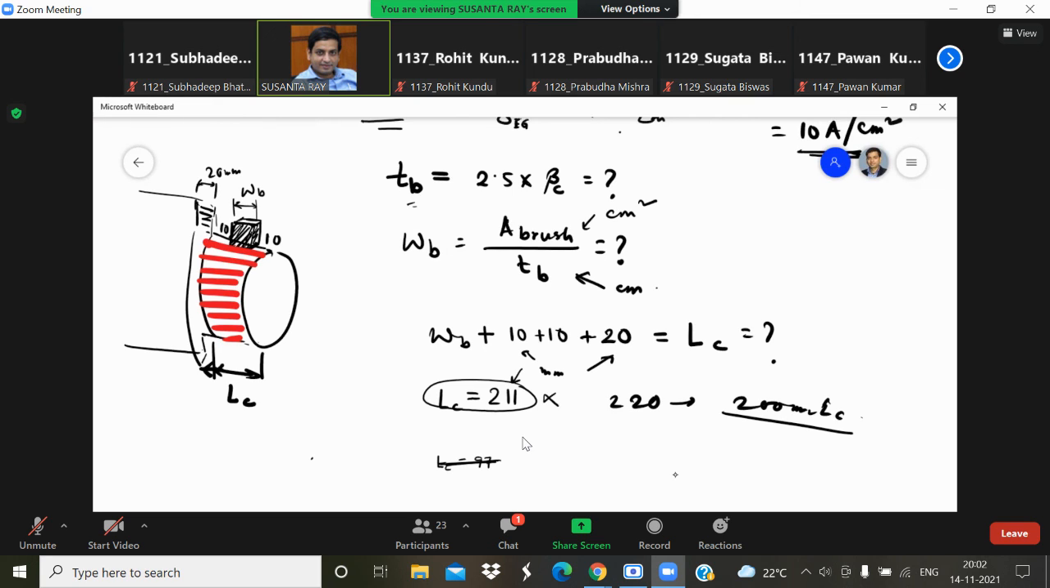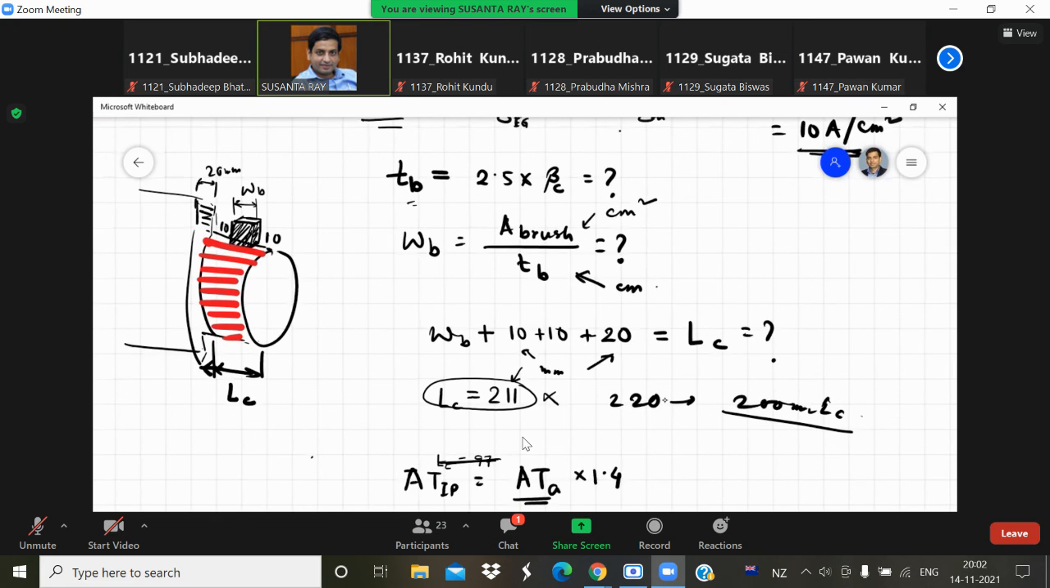So for the interpole, you have to calculate the armature turns per pole and the number of turns. We have calculated one thing that is called the ATA, armature ampere turns. And generally for the interpole AT, we take almost 40% higher. So this is how the interpole ampere turns we can have.